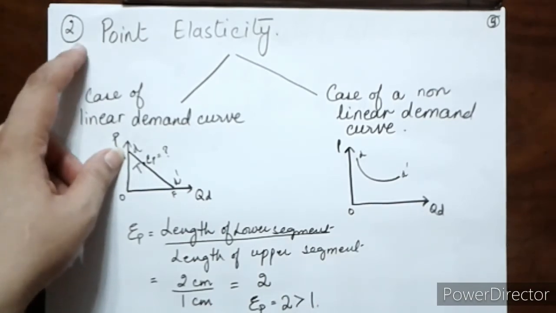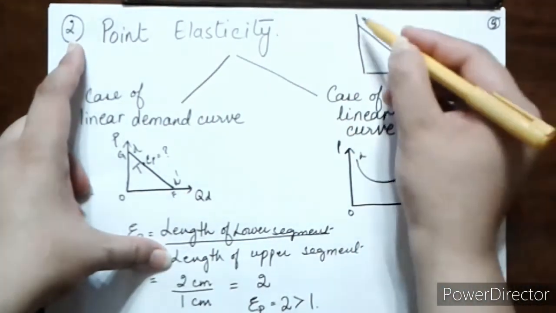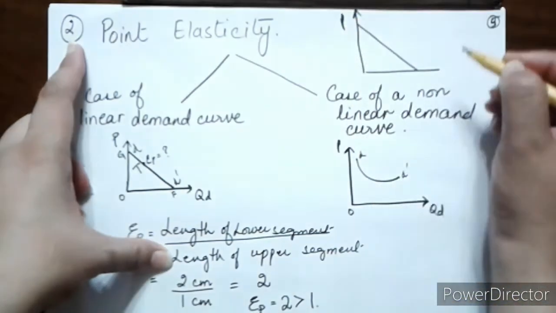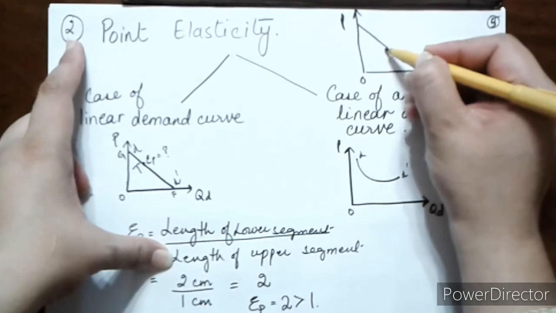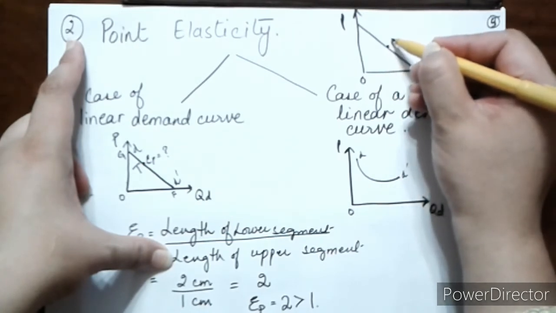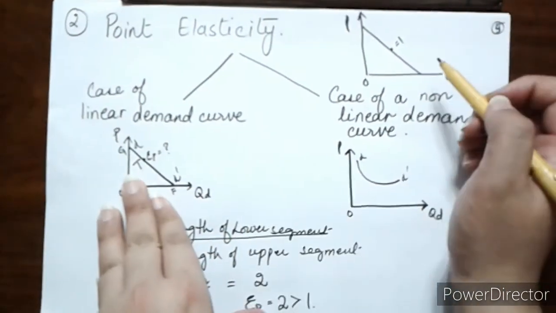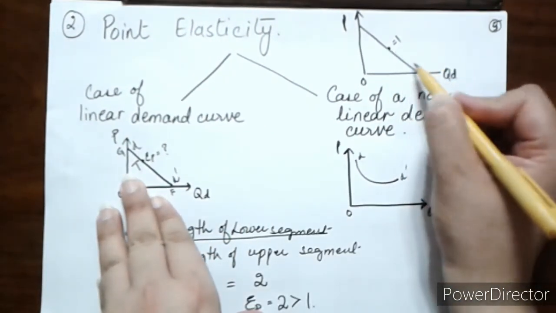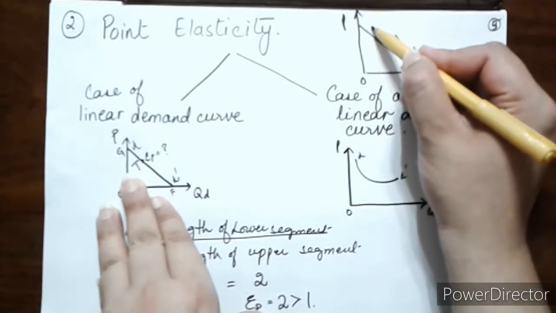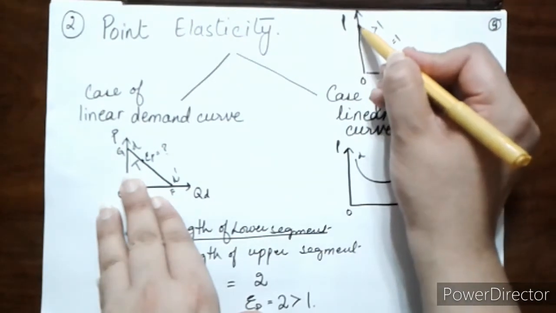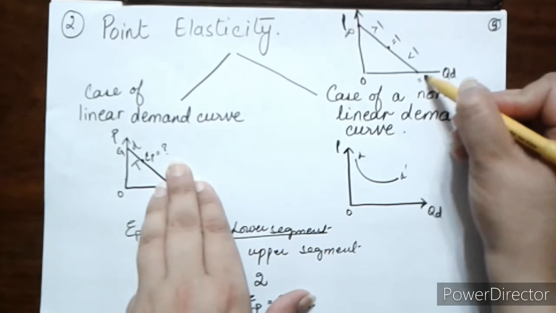Now remember I told you a diagram where I told you that if you have a linear demand curve, right in the middle of it, your elasticity is always going to be equal to 1. If you have a point in the lower segment, your elasticity is always going to be less than 1. In any area over here, it's going to be greater than 1. Over here, it's going to be infinity, and over here, it's going to be 0.